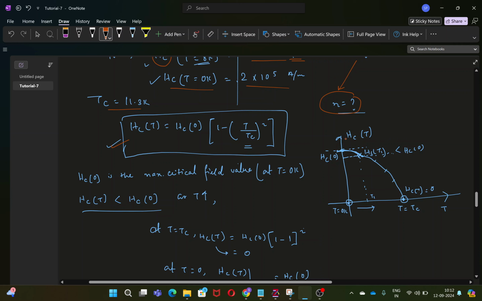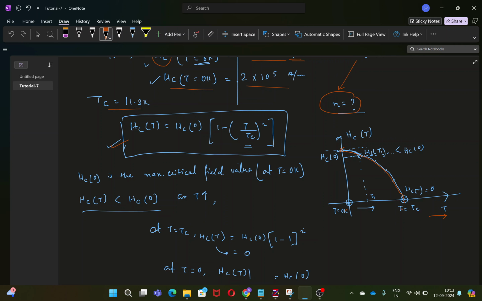that if you plot on the y-axis Hc(T) and the x-axis is T, then this graph goes like this. So this whole graph is actually your graph. And at T equal to 0, that means at this point, you see that the value on the y-axis is Hc0. So this is the T equal to 0 value for the critical field. So this is Hc0, the maximum value of the critical field.